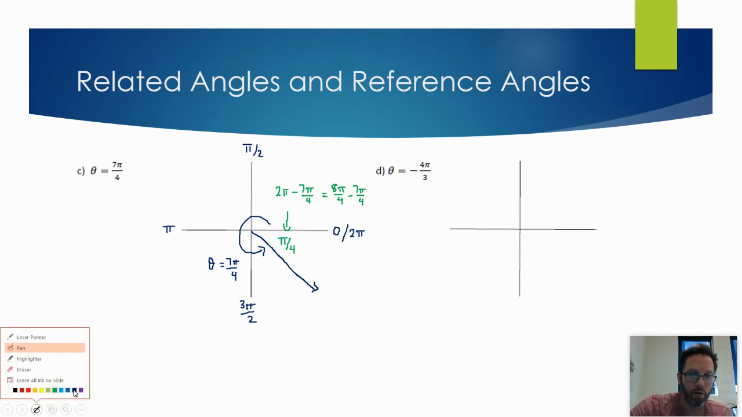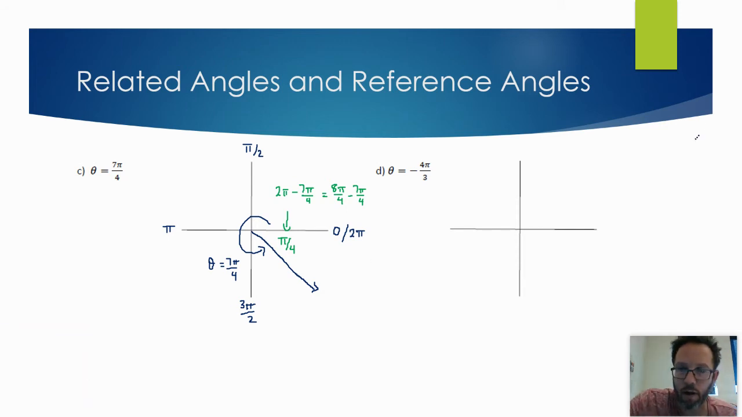In your grade 11 course, you learned you can have negative angles in standard position. What that just means is we go back the other way. So 0, negative pi by 2, negative pi. And negative 4 pi over 3 is a little bit more than negative pi. Goes around like this. Theta equals negative 4 pi by 3.